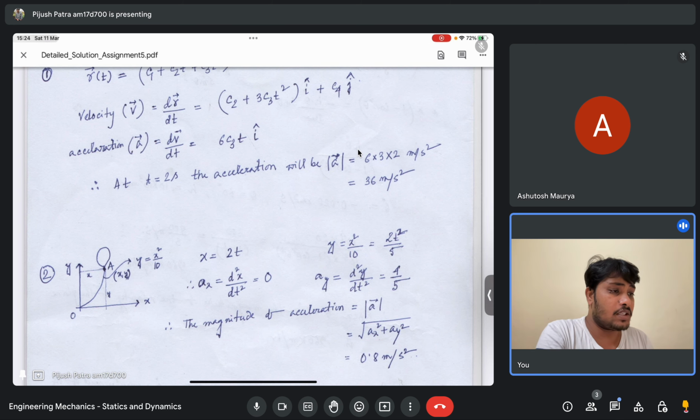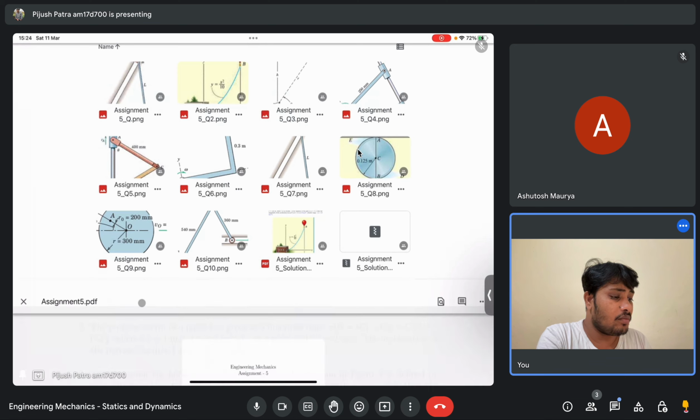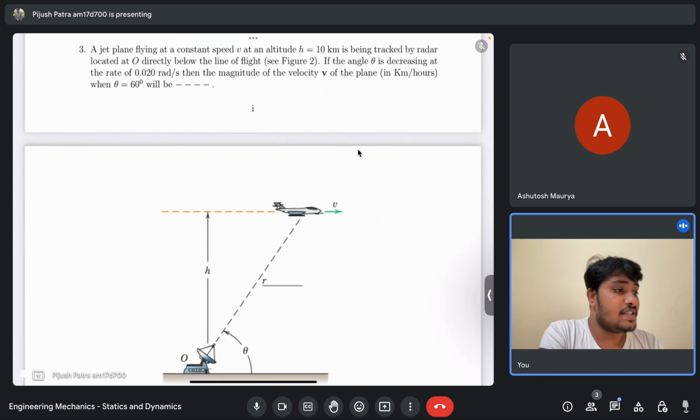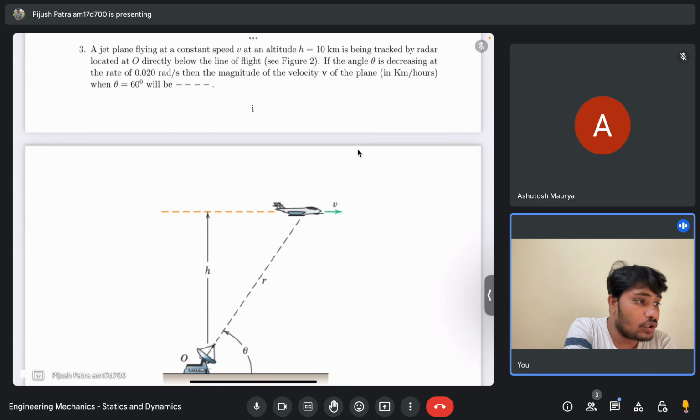So let's see what the next problem says. Let me go through the question once. A jet plane flying at a constant speed v at an altitude h equal to 10 kilometers is being tracked by radar. This is typically how they track any airplane. It is being tracked by a radar located at O, the station from where they are measuring, directly below the line of flight.